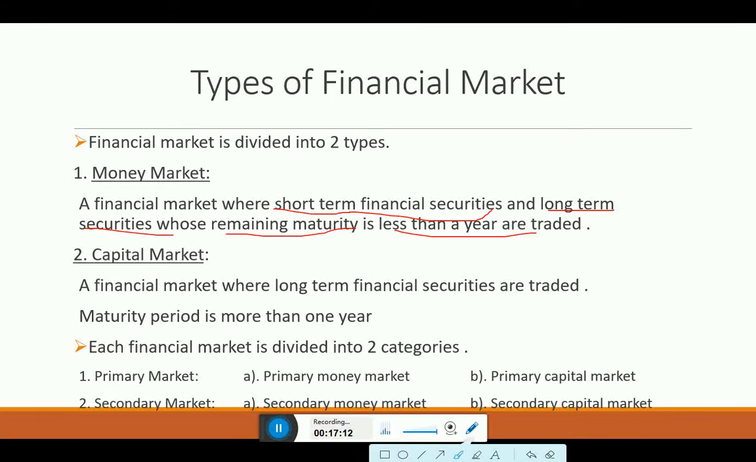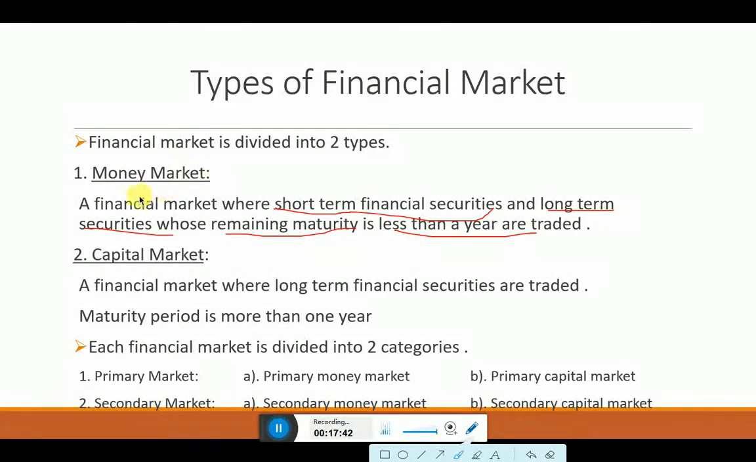So the purchaser of this security can either earn from the sales price difference, or maybe he can lose due to the sales price difference, right? But at least he can cash out his money as quickly as possible due to the availability of the market for that security, right? So that is basically the money market.